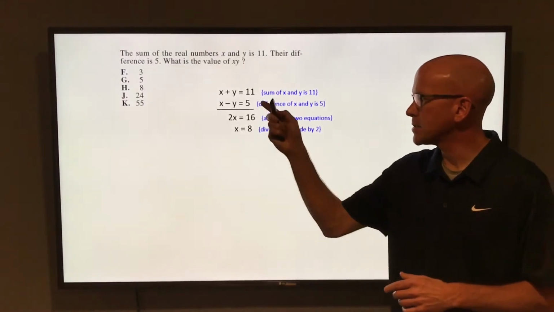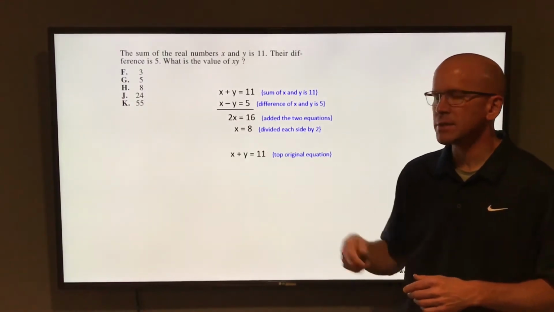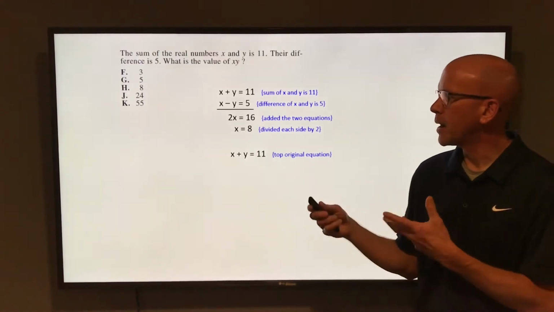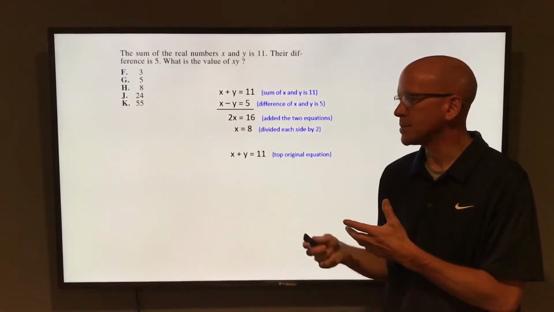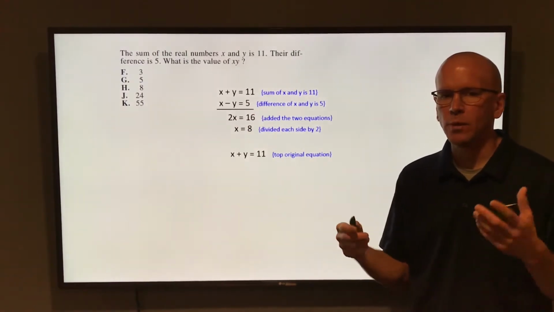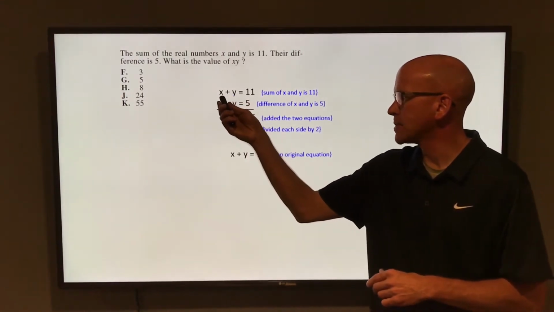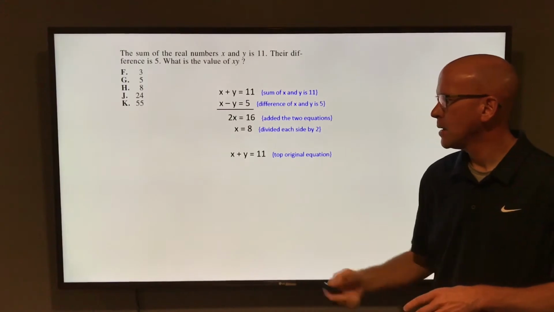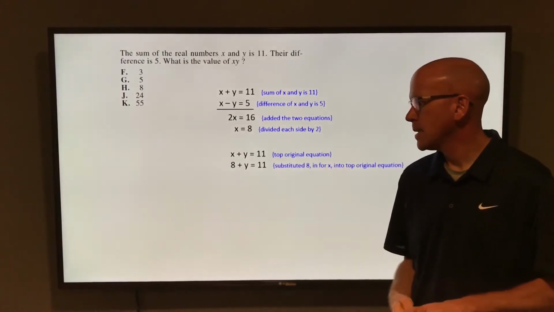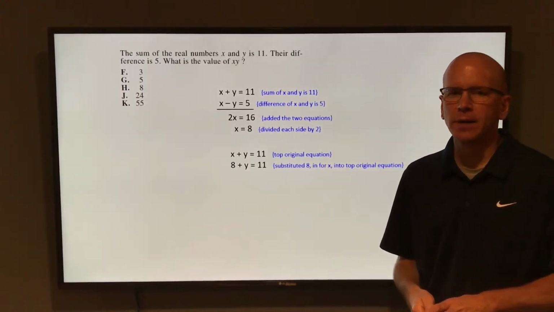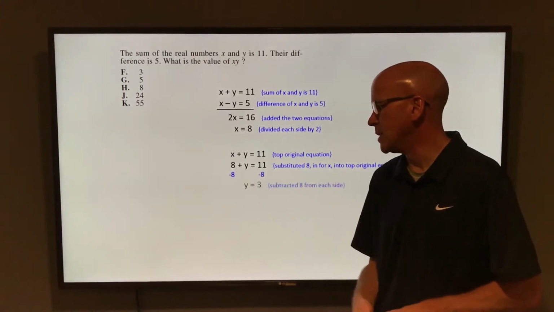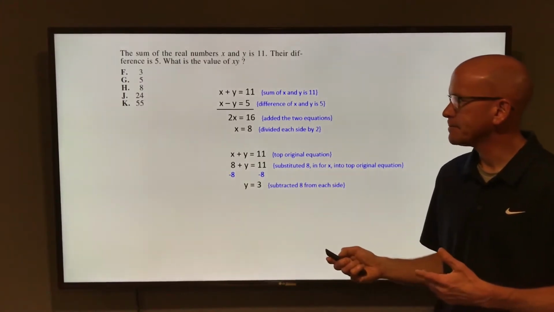You could take that 8 and substitute it back into one of those equations. It doesn't matter which one. I'd probably do one where the y is already positive so you don't have to deal with that negative y when you go to solve for y. So I'm going to substitute that 8 back into that first equation, x plus y equals 11. Replace the x with the 8. Now you have 8 plus y equals 11. So to find the value of y, subtract 8 from each side, and y equals 3.